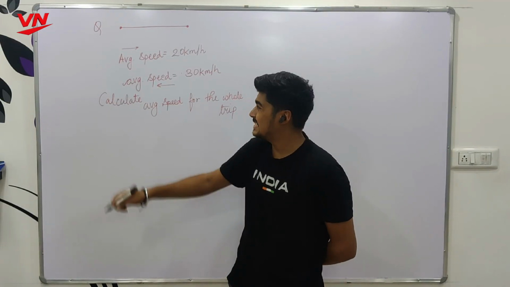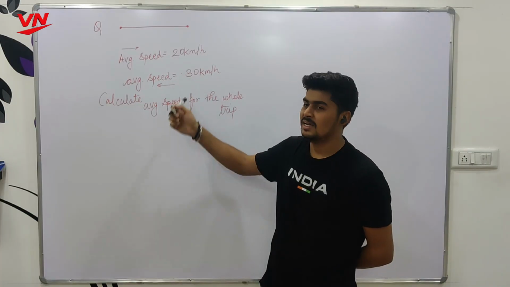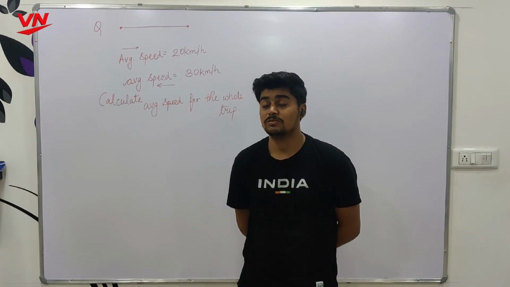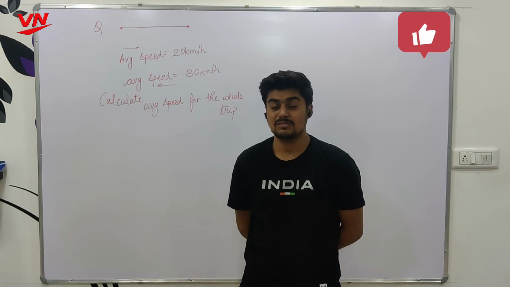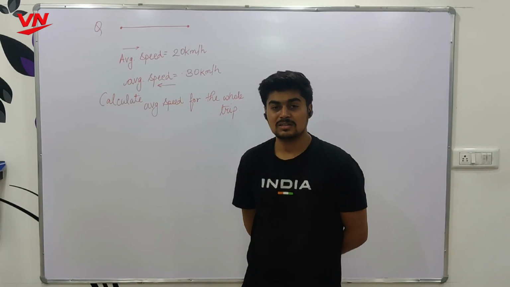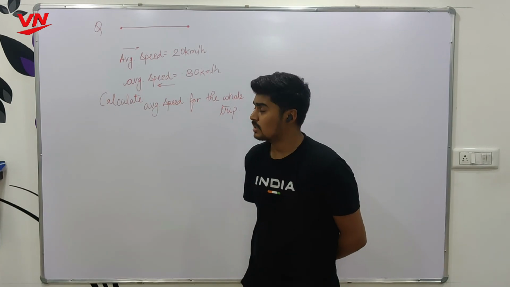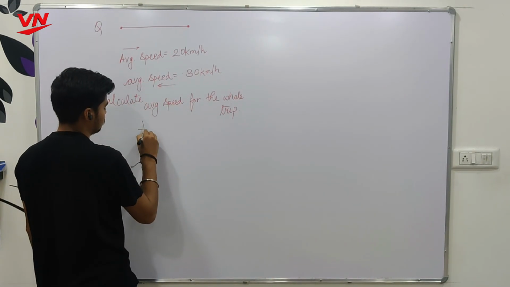Now if you consider this as initial velocity and this as final velocity, you might think the formula is (u plus v) by 2, which would be incorrect, as no initial and final velocity is given in the question. We are given the average velocities. This is a very important question, you can put a star on it. I'll tell you how we will solve this question.